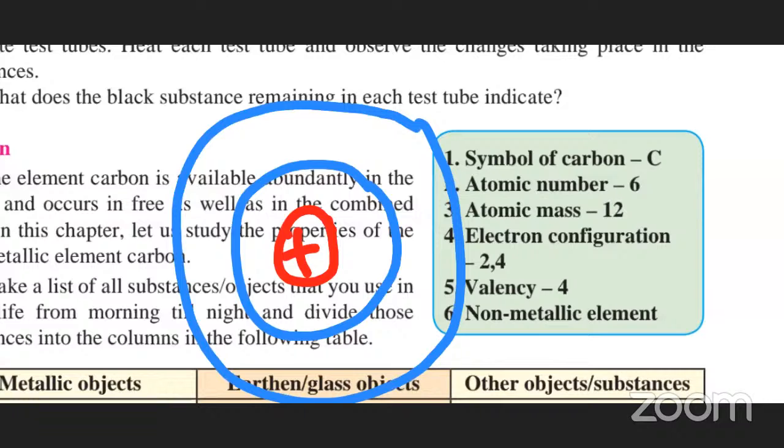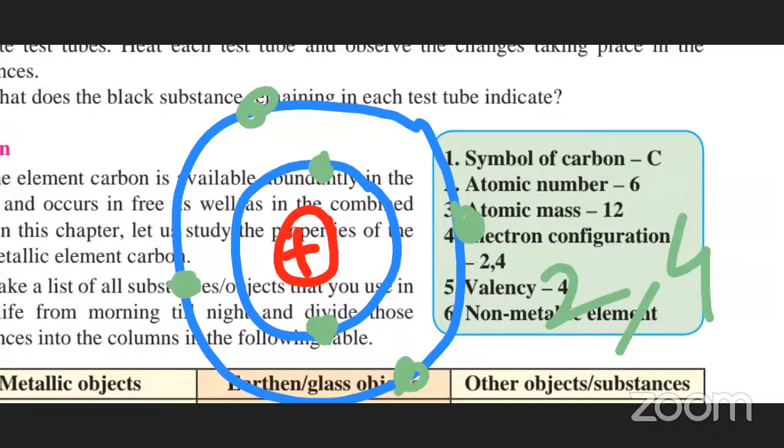There are 2 electrons in the first shell, and in the second shell there are 4 electrons. That is why it is written 2, 4. This is the arrangement of electrons in the atom. The first shell contains 2 electrons and the second shell contains 4 electrons. Now the valency is 4. Valency means the number of electrons present in the outermost shell.